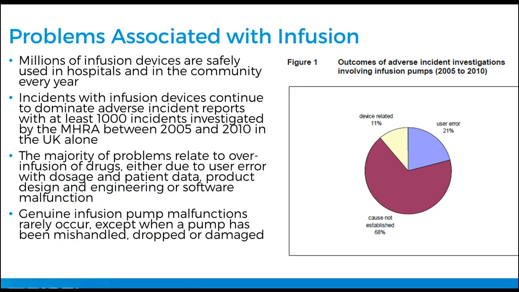Problems associated with infusion. Millions of infusion devices are safely used in hospitals, healthcare organizations, and the community every year. Incidents in infusion continue to dominate adverse incident reports. Slightly dated, but still relevant, is some information that at least 1,000 incidents were investigated by the MHRA between 2005 and 2010 in the UK. And there's a breakdown with a pie chart on the right-hand side. The majority of these problems relate to over-infusion of drugs, either due to user error or dosage and patient data, product design, engineering or software malfunction.